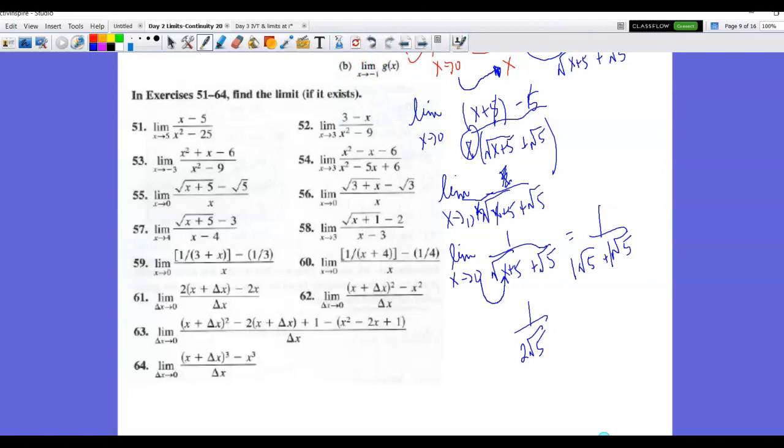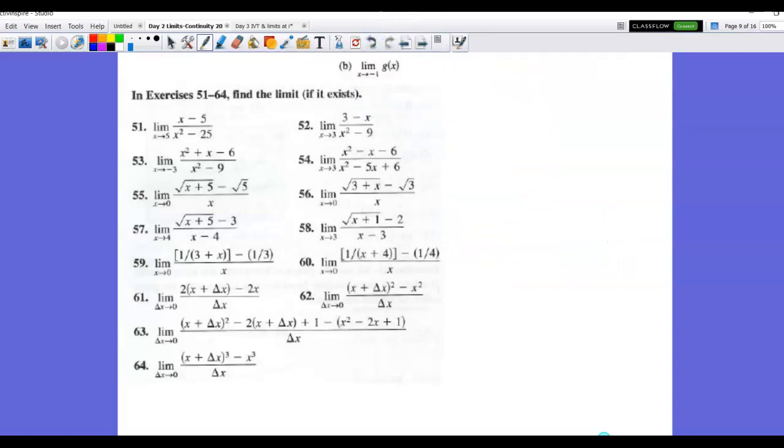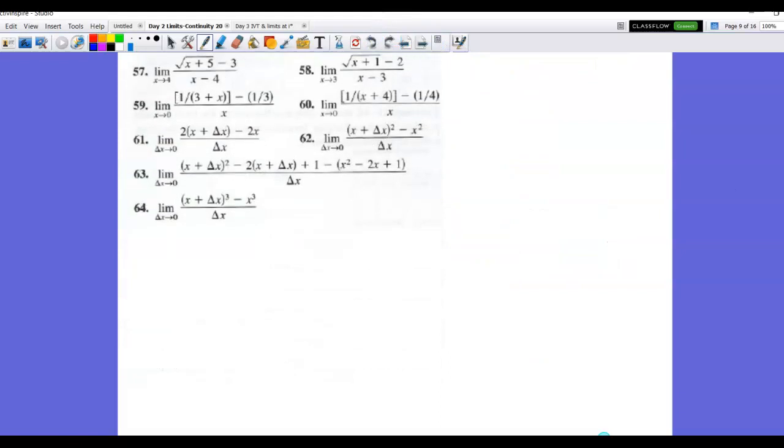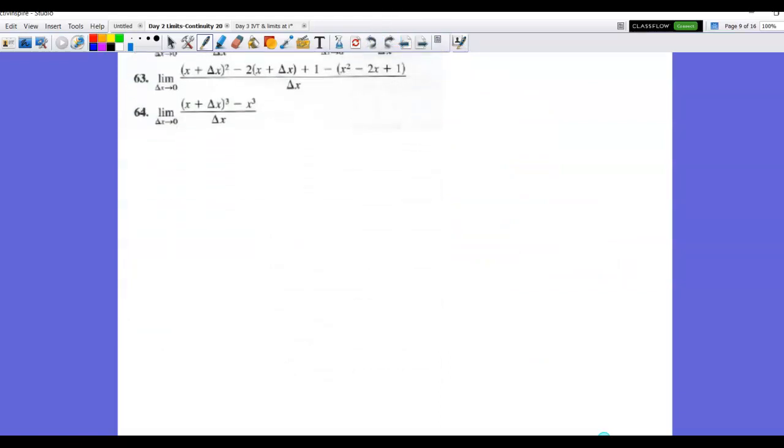And I think we have one more problem, and I can call it a day. So let's clear these annotations, and let's do that last problem, number 63. 63 is a wonderful problem. It's just simply doing a lot of algebra. So delta x is approaching 0, and I know that I cannot substitute because division by 0 is undefined. So I'm going to follow the algebra of the problem.